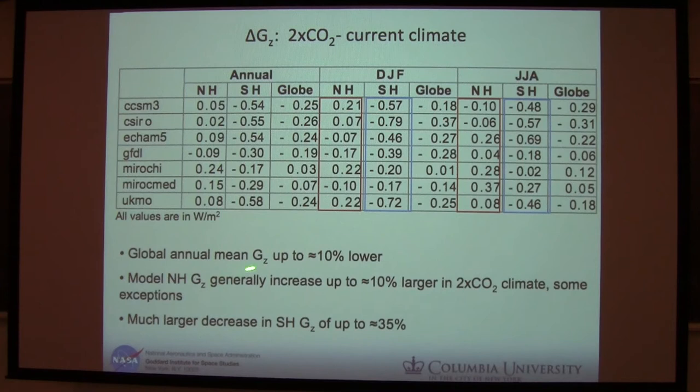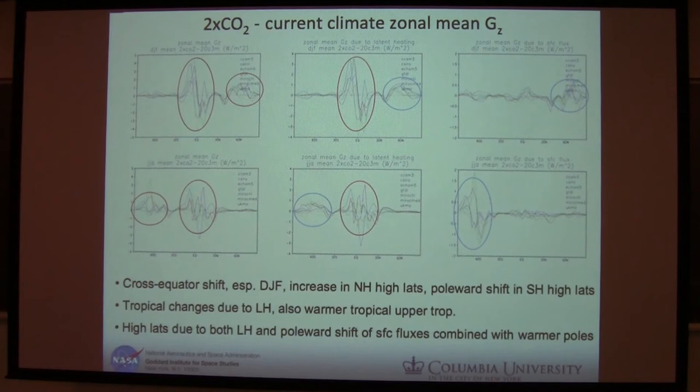Northern hemisphere GZ generally increases by up to about 10%, with some exceptions. There's a much larger decrease in the southern hemisphere GZ, up to 35%. In general, GZ is lower in a warmer climate, which we expect because the temperature gradient is expected to be much lower. Again, I apologize for the invisible plots. I'll try to tell you what these things all are.